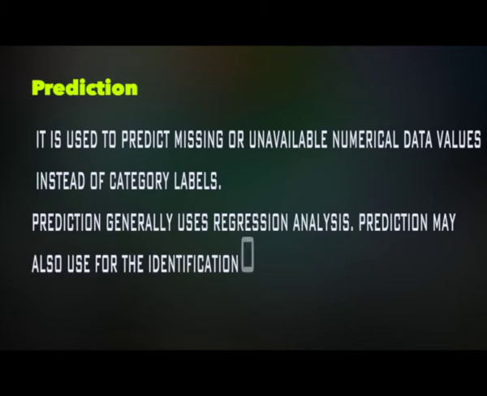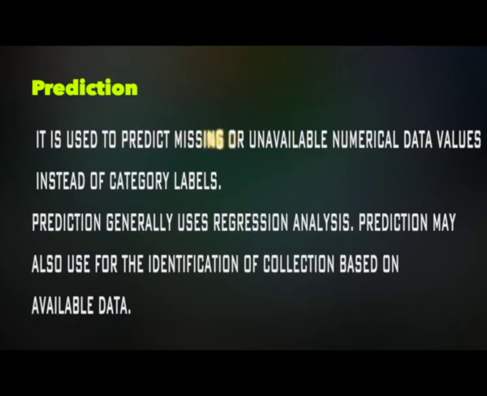The second one is prediction. It is used to predict missing or unavailable numerical data values instead of category labels. Prediction generally uses regression analysis. Prediction may also be used for the identification of distribution trends based on available data.